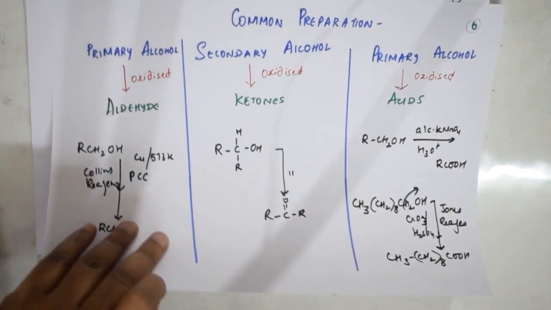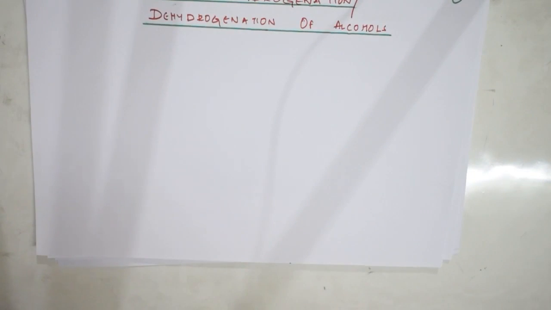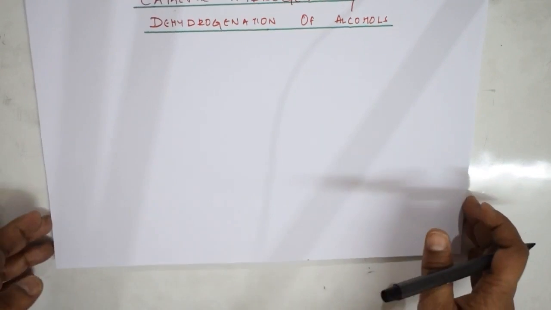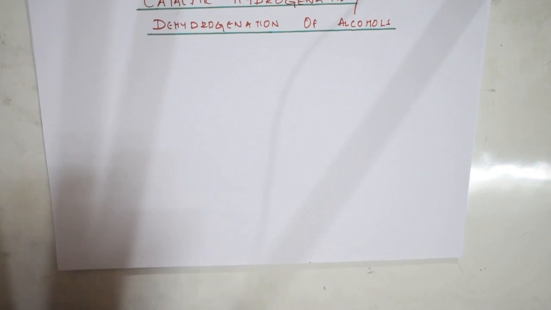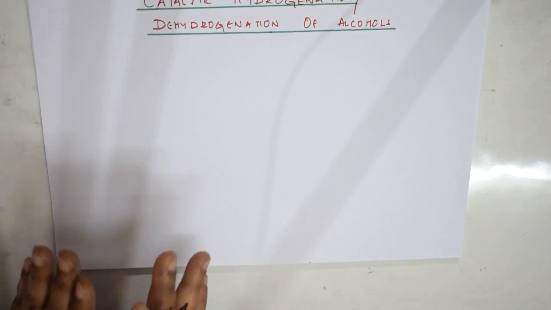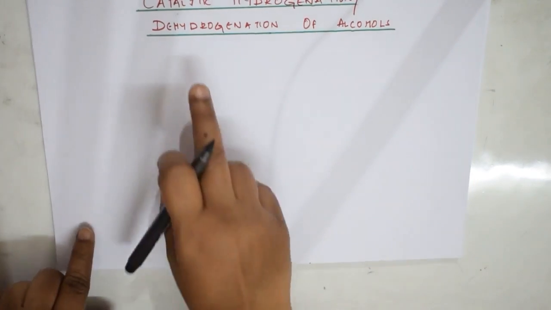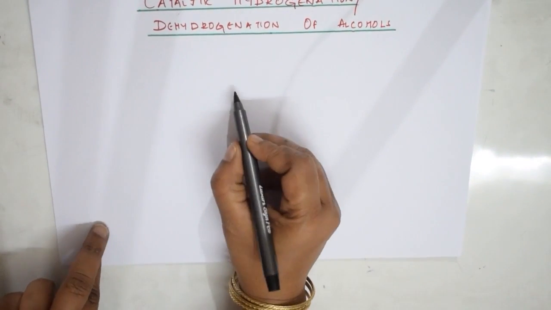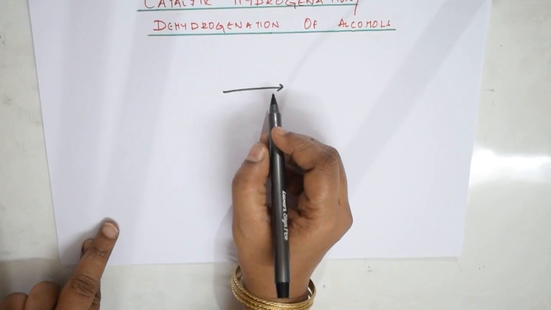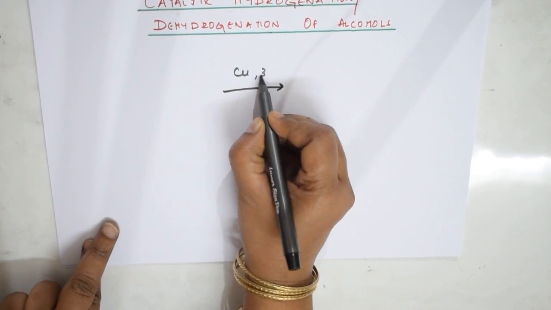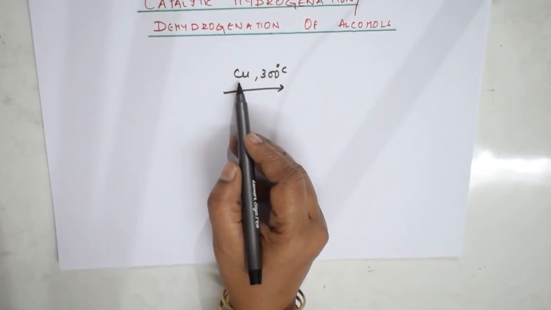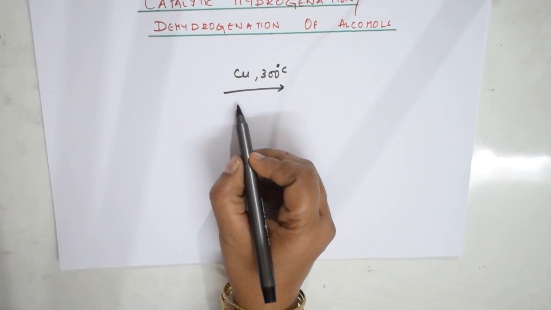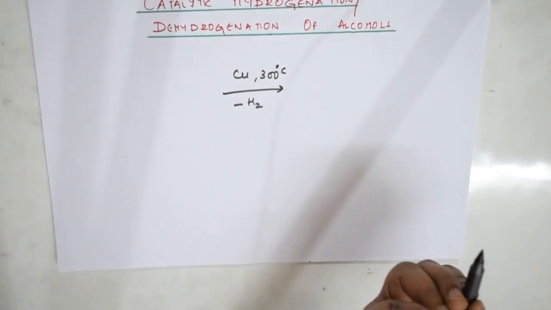Now let us see the next one, that is catalytic hydrogenation or dehydrogenation of alcohols. Here, nothing, simple. You need to remember you will be using a metal for this. In the exam paper, if they give it this way, that is copper at 300 degrees centigrade, this is your catalyst and this is the temperature. Dehydrogenation means you are going to remove hydrogen, right?